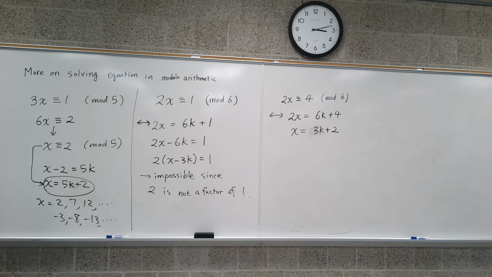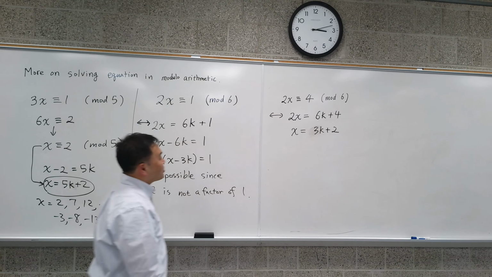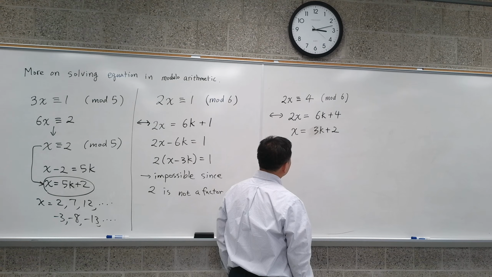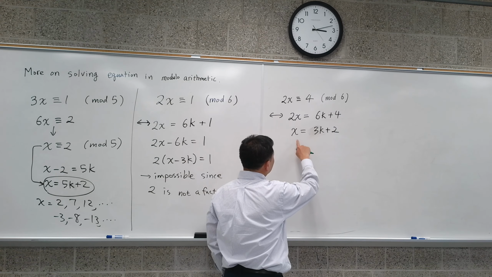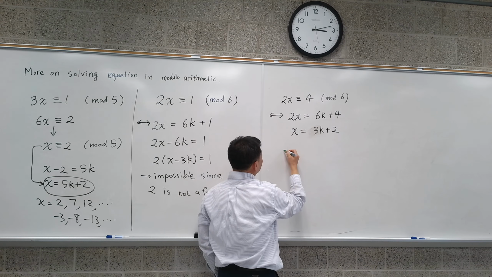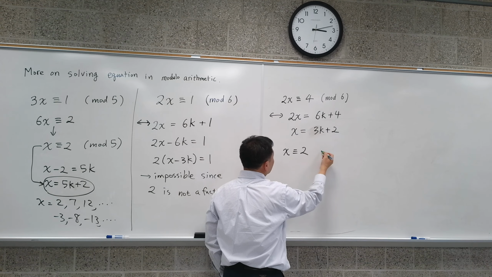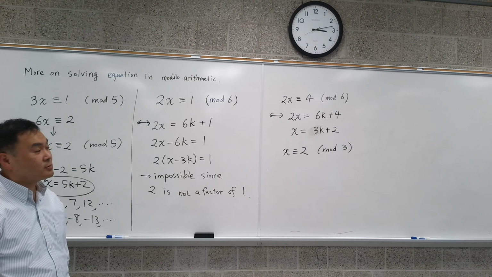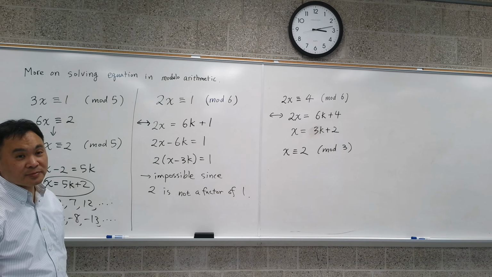But what that means is that, see, this one is not modulo 6. So what that means is x is congruent to 2 mod, not 6, but mod 3. Okay.